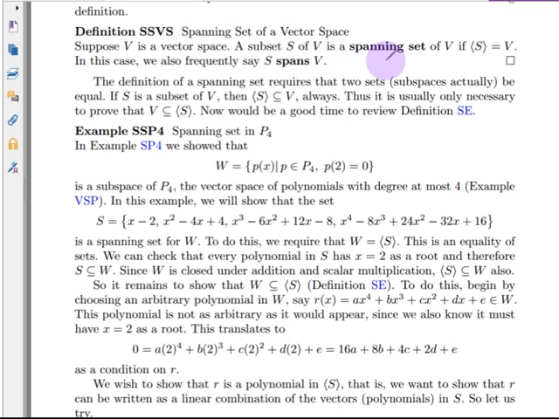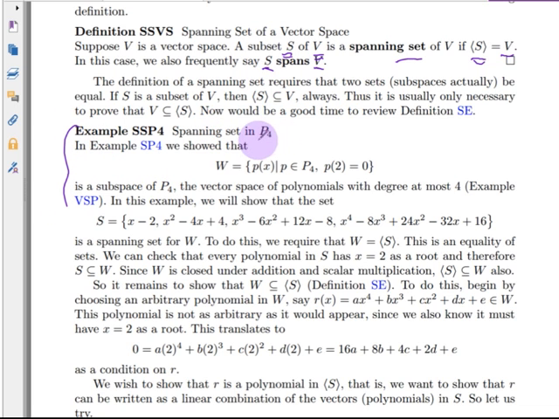So here's a definition that seems quite familiar. If I have a subset S of a vector space V, then the vector space could be a subspace. That's one possibility. Now, a subset S of V is a spanning set if the span of S is equal to V. So this definition makes sense. Or we could just say this set S spans V.